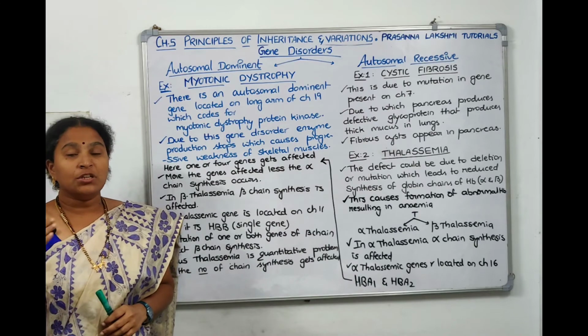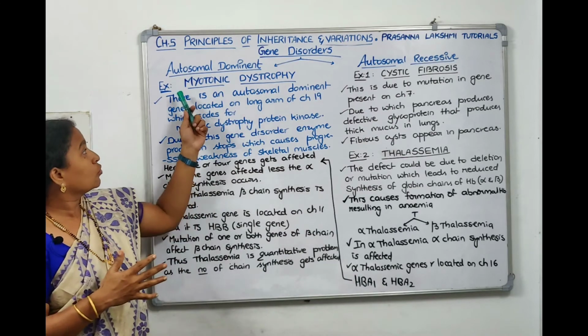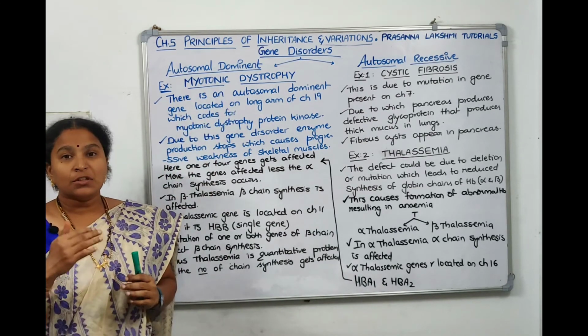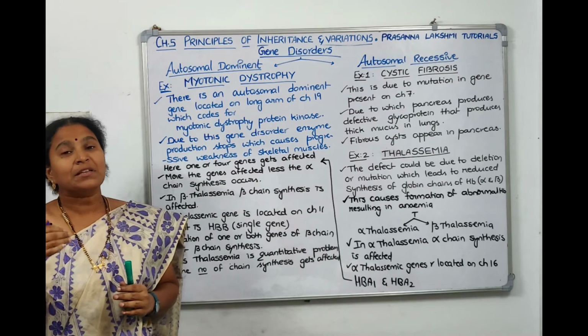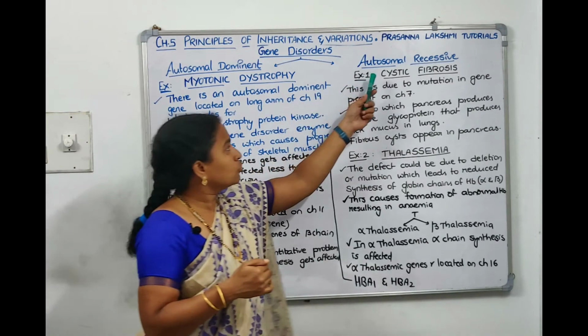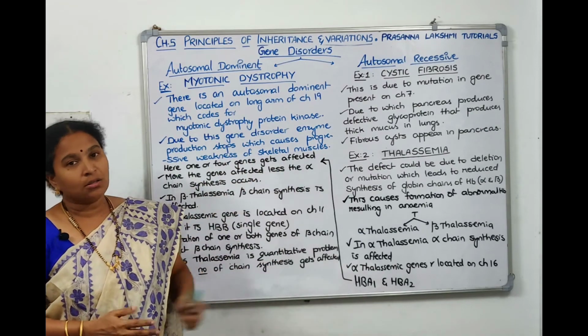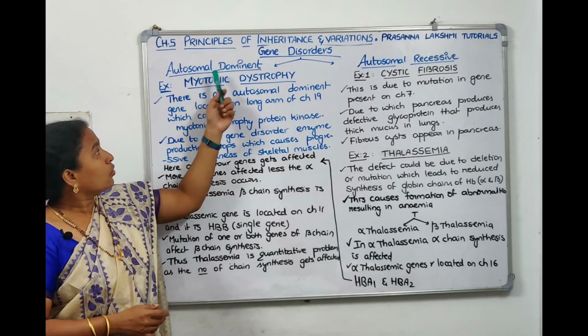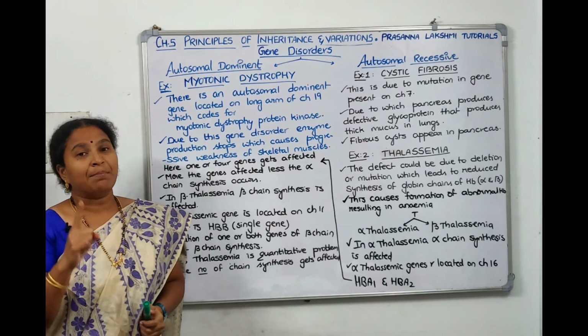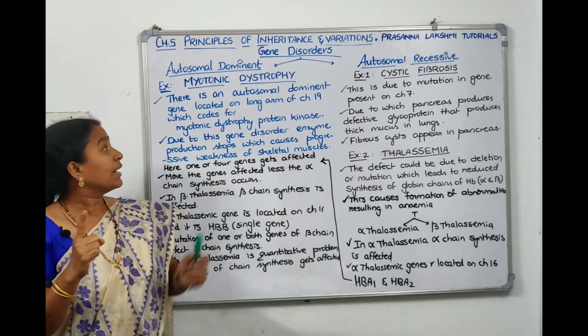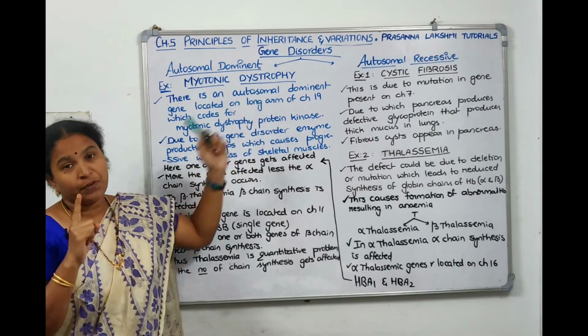Again, if the gene is dominant, it is called an autosomal dominant disorder. If the gene is on the autosome and is a recessive gene, it is called autosomal recessive. Now let us see one by one. I have written the content on the board. Under autosomal dominant, the only example mentioned in NCERT is myotonic dystrophy.